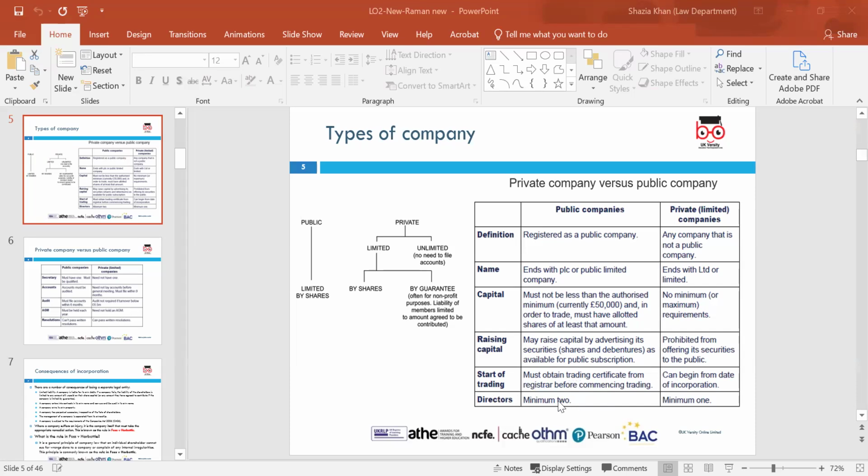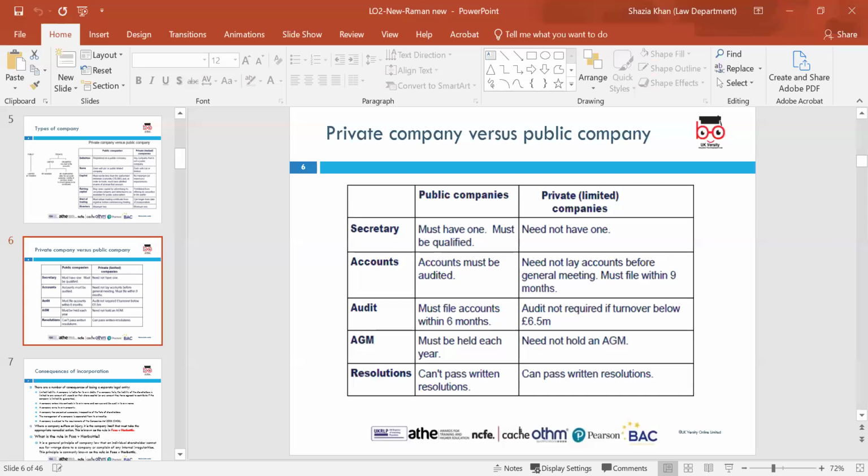Directors for a public company, there's a minimum of 2, and for a private company a minimum of 1. So this identifies the difference between each one. We go on further to look at the difference between private and public companies. Broadly speaking, assuming the public company satisfies the conditions for listing, its shares can be listed on a recognised stock exchange, allowing the business to raise capital relatively quickly and allowing members of the public to buy shares.